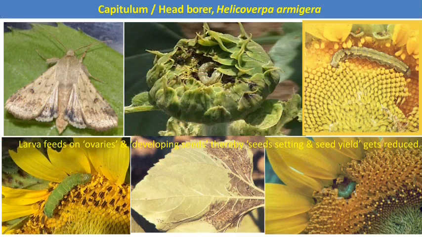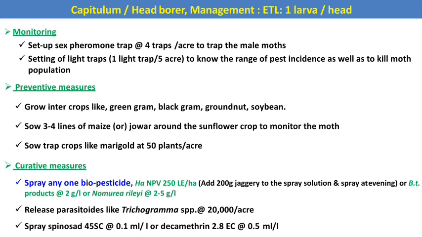The name itself indicates that, that is the capitulum or head borer. The caterpillar is the damaging stage. After hatching from the eggs, the larvae enter into the heads and feed on the developing ovaries or developing seeds. As a result of feeding, in case of severe infestation, it affects the seed setting and the seed yield is directly reduced. That is the infestation by the capitulum borer.